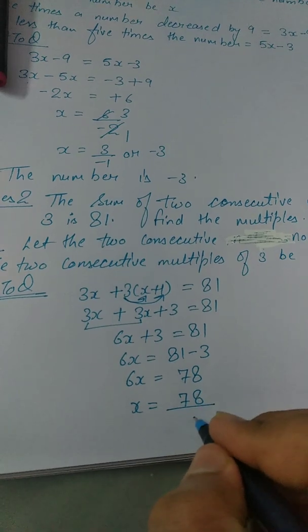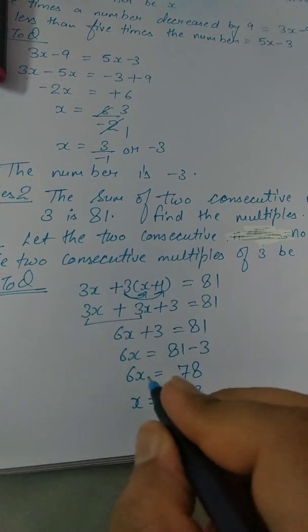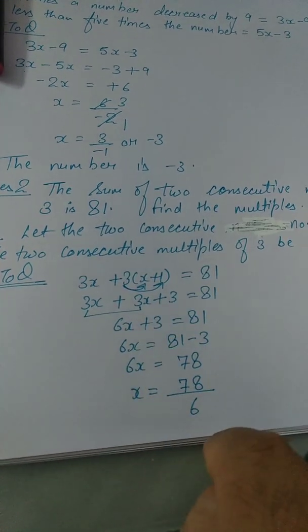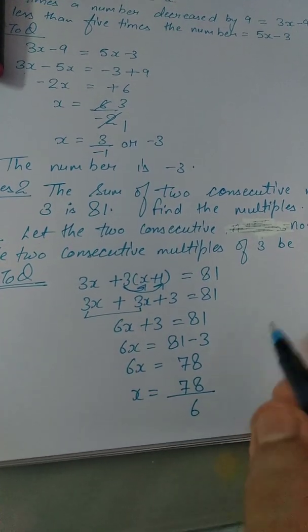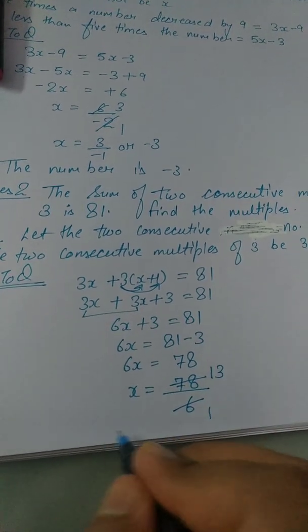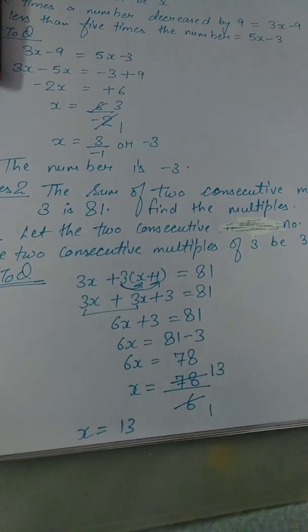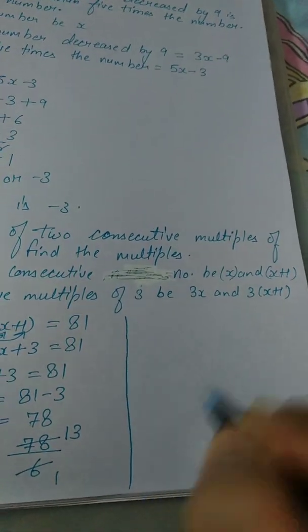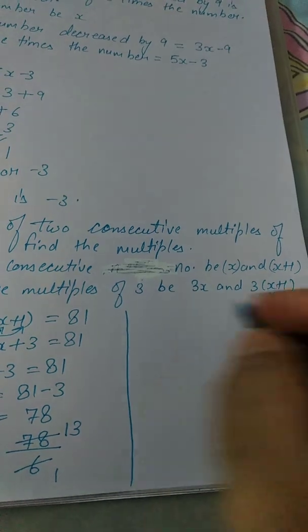So x is equivalent to 78 upon 6. Right? In LHS 6 was in multiplication. When I shift it to the RHS, it changes to a division. 6 1s are 6, 6 1s are 6, 6 3s are 18. So x is equivalent to 13. Right? Now, the two consecutive multiples निकालने हैं ना अपने 3 के.